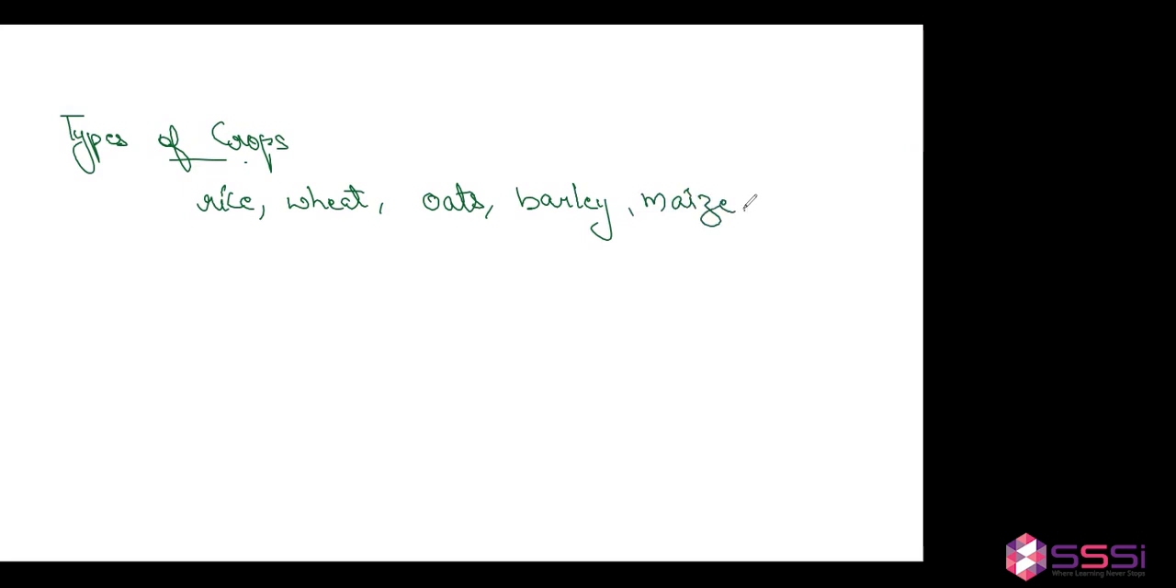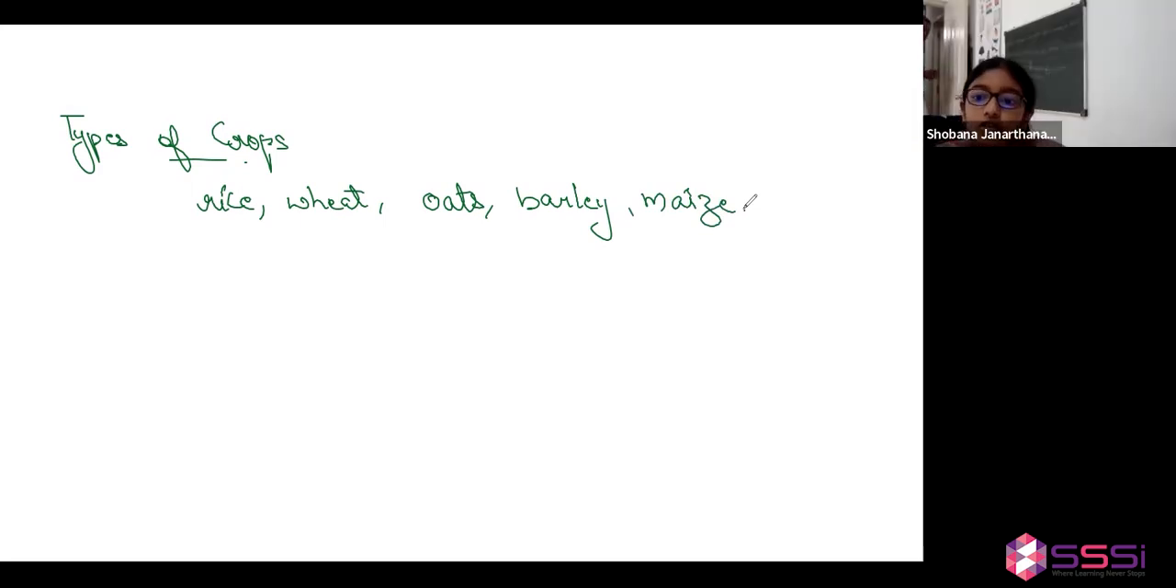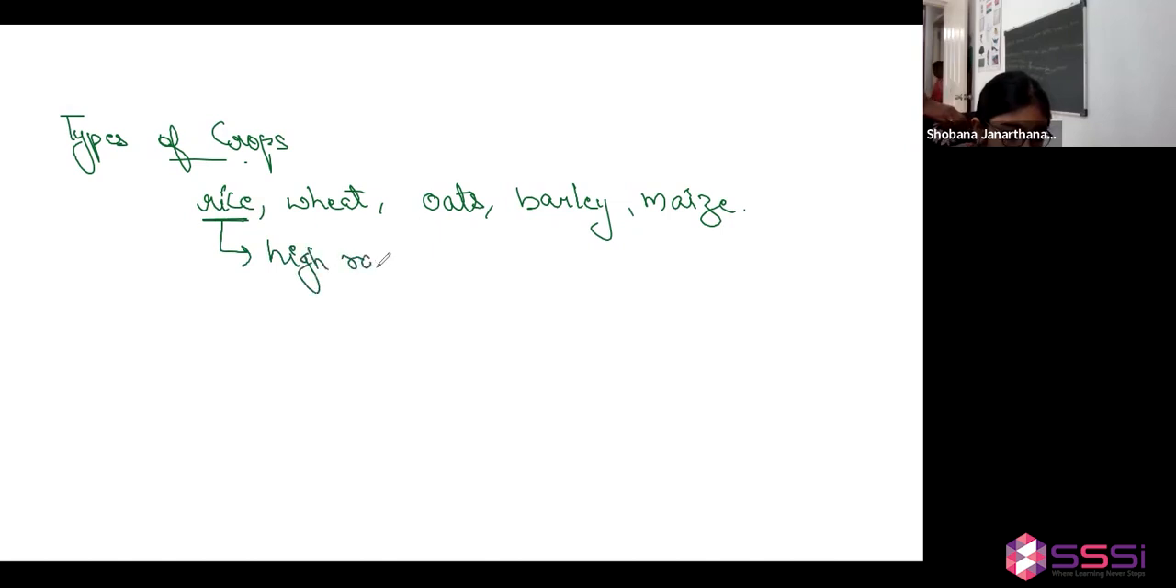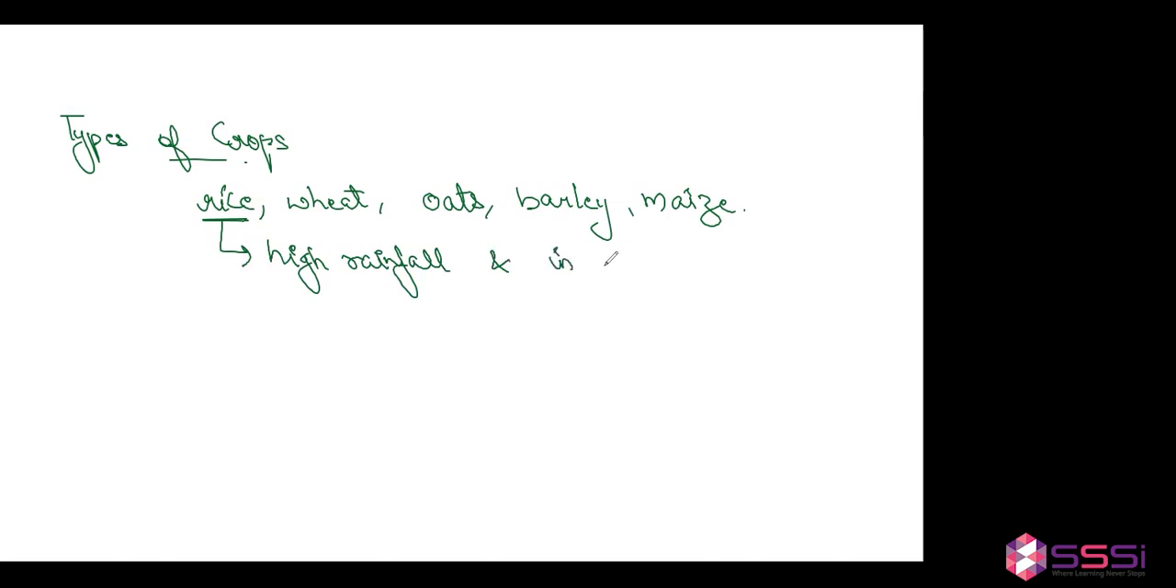So, have you seen how rice is grown? Rice crops are grown in areas with high rainfall, right? And in clayey soil. These crops are grown where high rainfall is there. So rice crops are grown in areas with high rainfall and in clay soil.